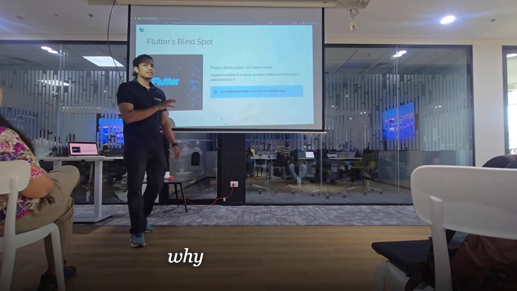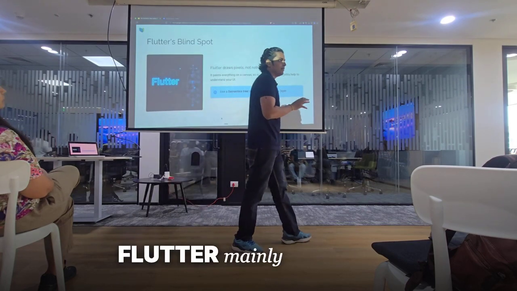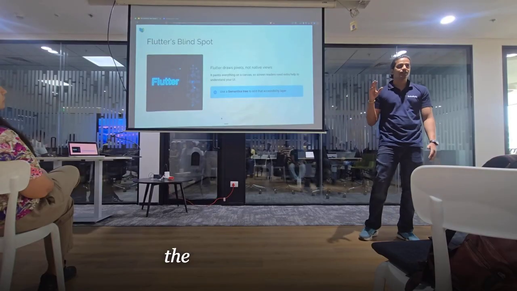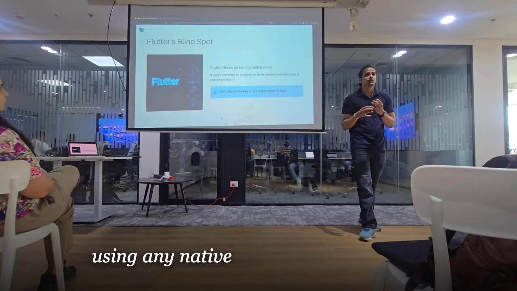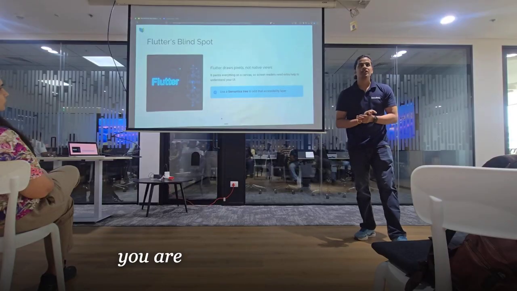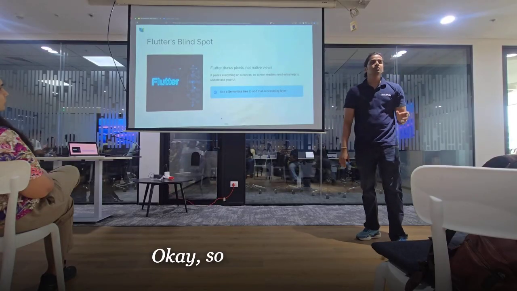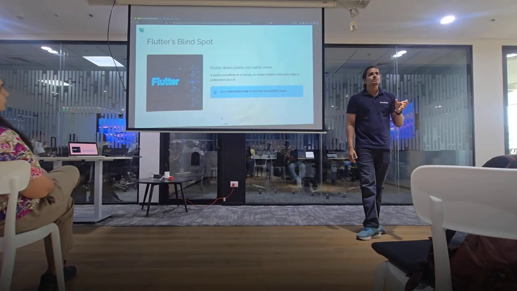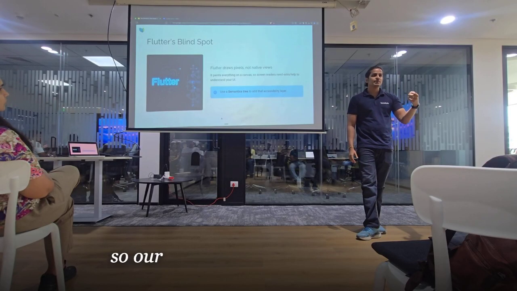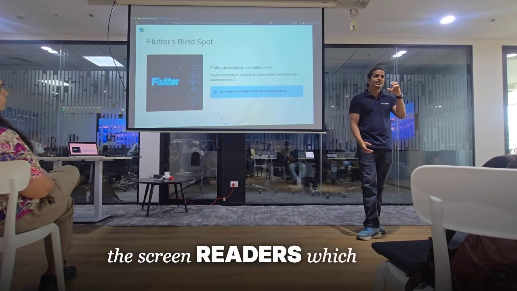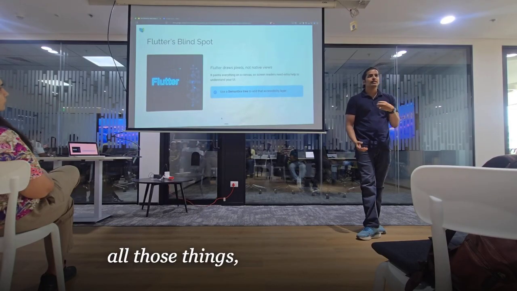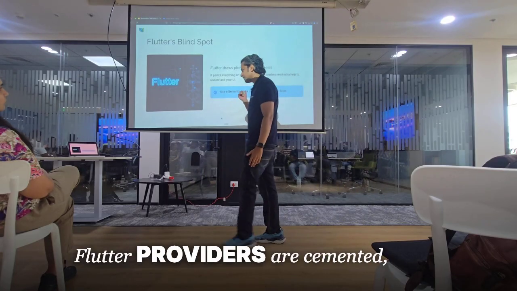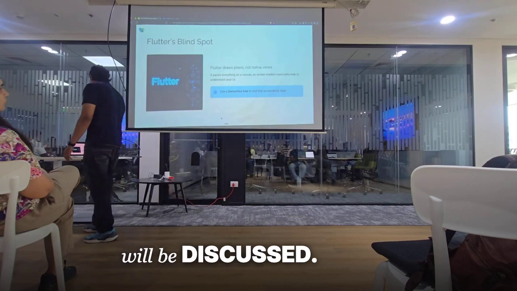So why is this issue mainly in Flutter? Because Flutter draws pixels on the screen. It is not using any native components, as you might know if you are working with Flutter. All of those are being drawn as pixels, so the screen readers or accessibility tools that grab those things read nothing. To solve this, Flutter provides us a semantics tree, which we will discuss.